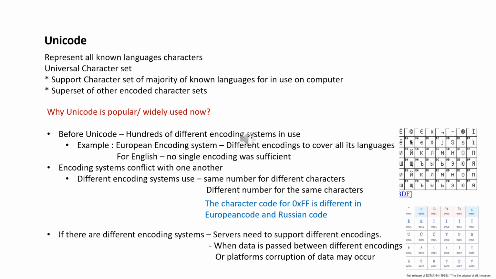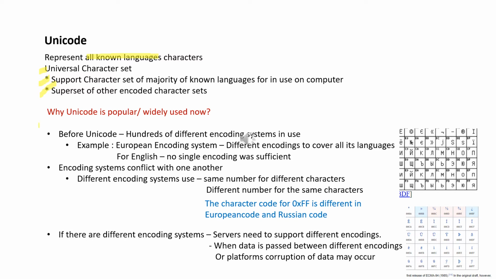Now we will look at the next encoding scheme, which is Unicode. And why did Unicode come? It is to represent all the known languages' characters through one encoding system. And what is Unicode? It is a universal character set. The purpose of this universal character set is to support the character sets of the majority of known languages for use on computers, and it is the superset of other encoded character sets.